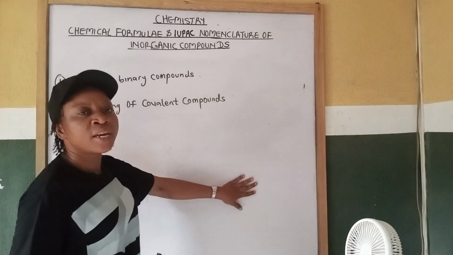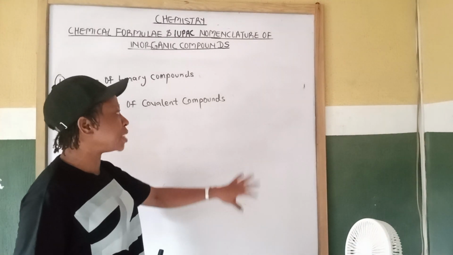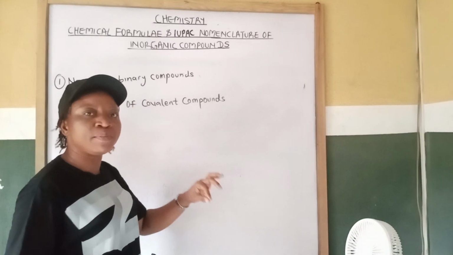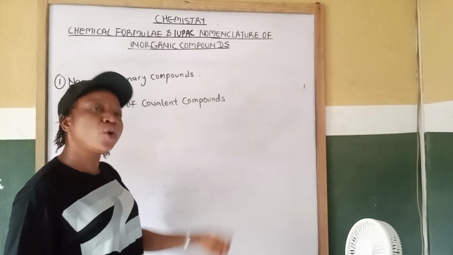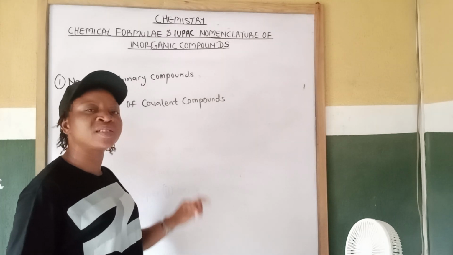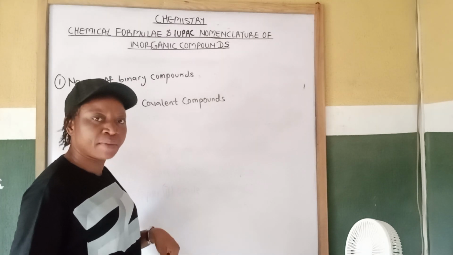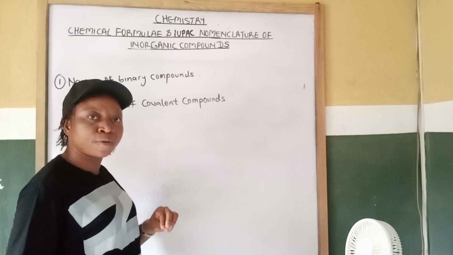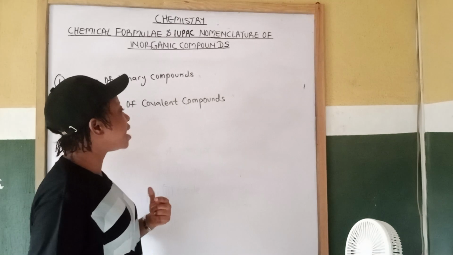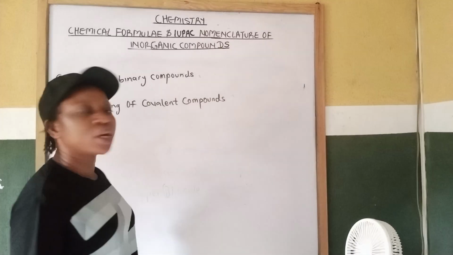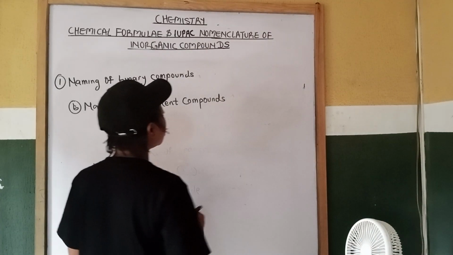So to name a binary covalent compound, you name the first element fully, followed by the oxidation number of that first element. Then the second element will change to what? We now change to ide.